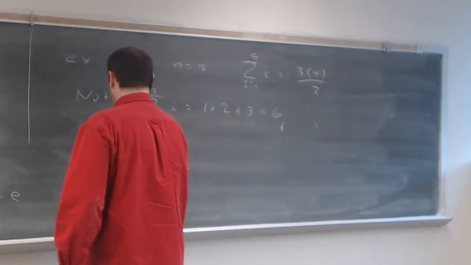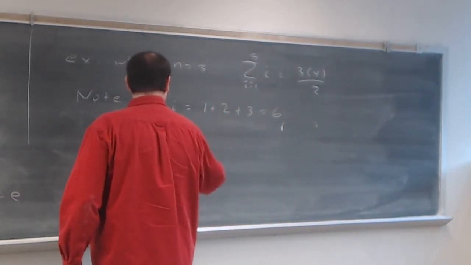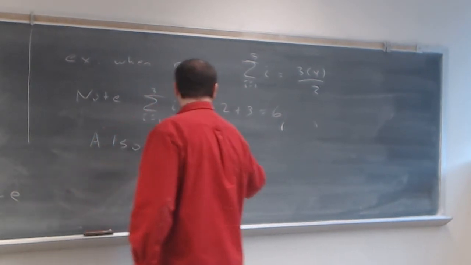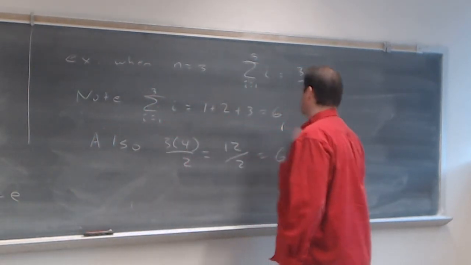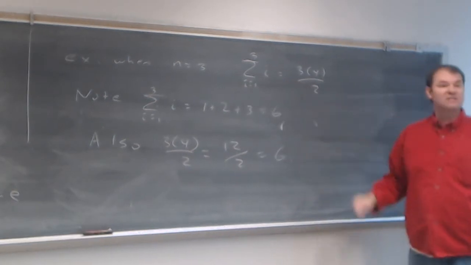Also, 3 times 4 over 2 is equal to 12 over 2, which equals 6. So these quantities are the same.